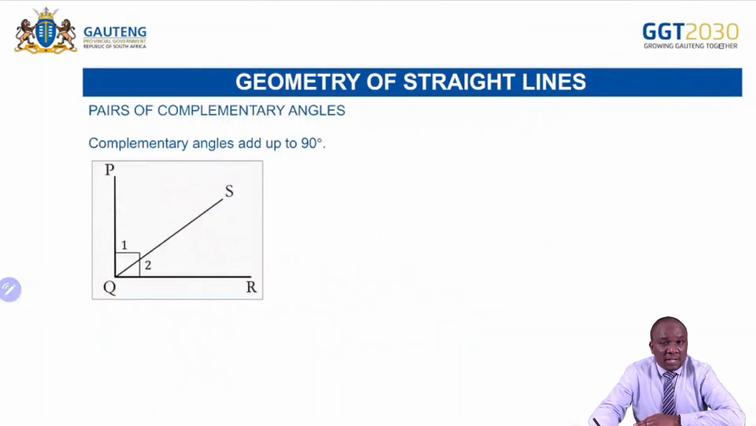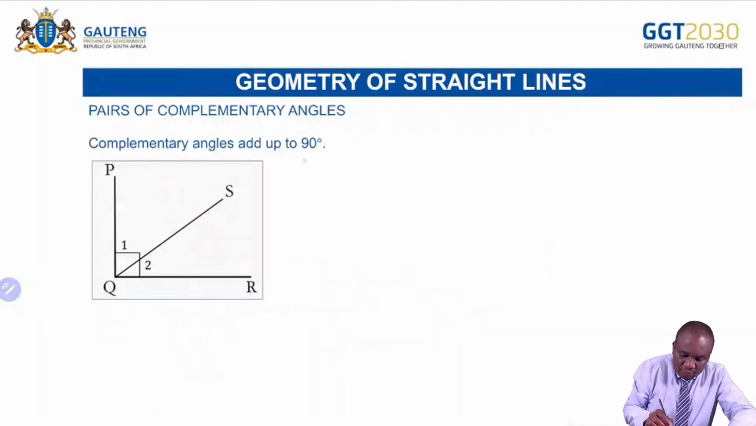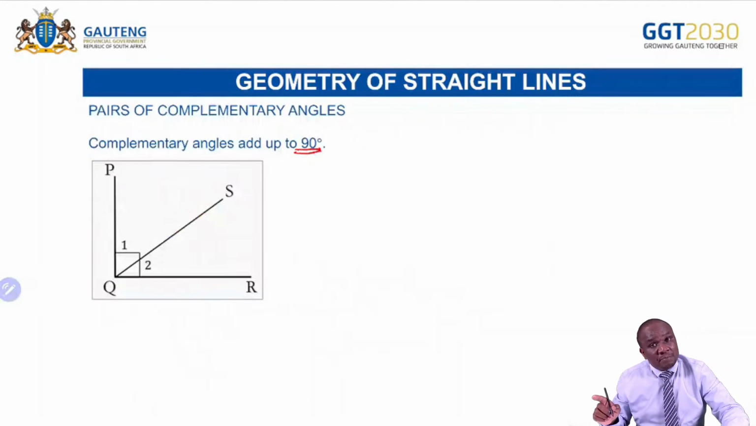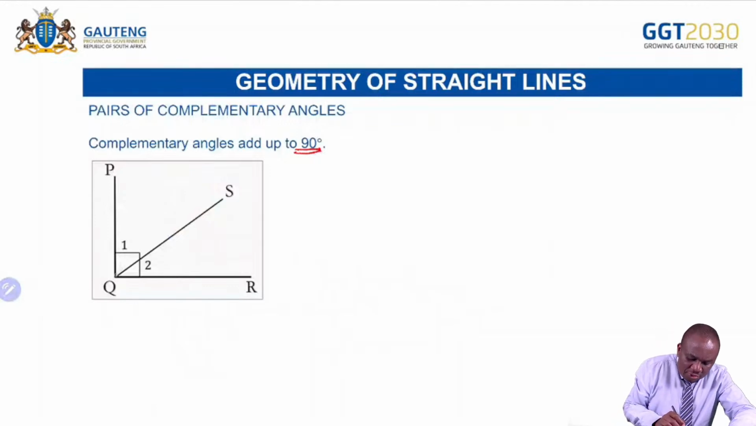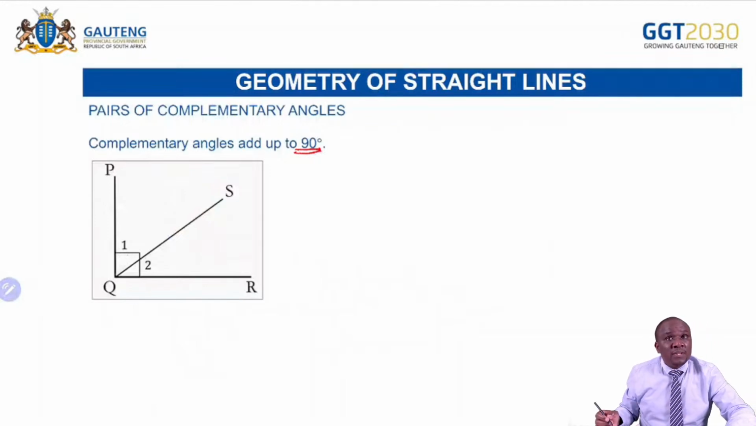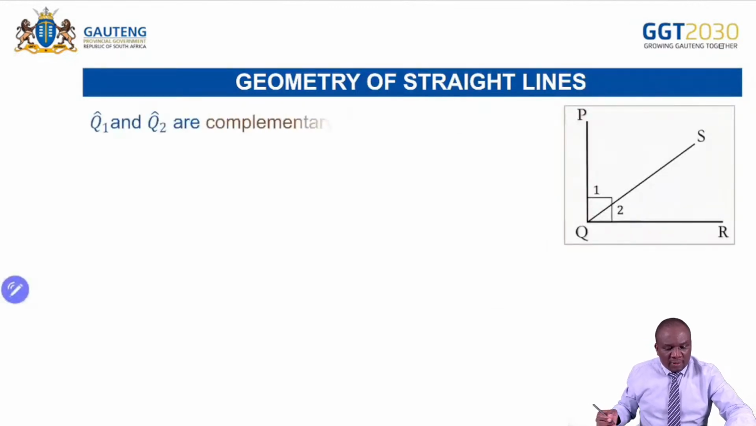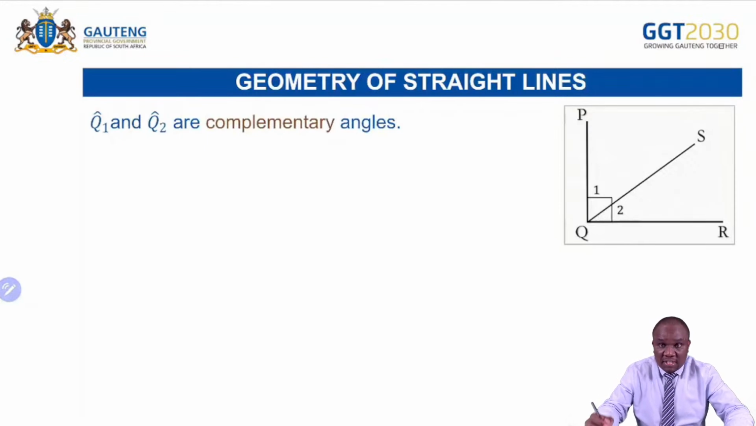Pairs of complementary angles. Another situation where we have intersecting lines. Complementary angles add up to 90 degrees. Remember that. And supplementary angles add up to 180 degrees. Like this angle Q1 and angle Q2, they add up to 90 degrees. These are complementary angles. Do you see that?